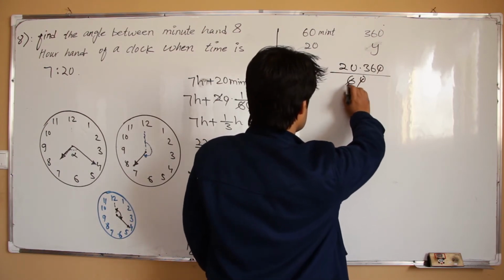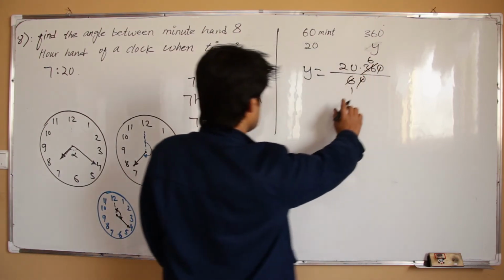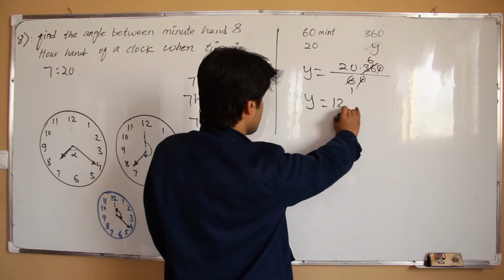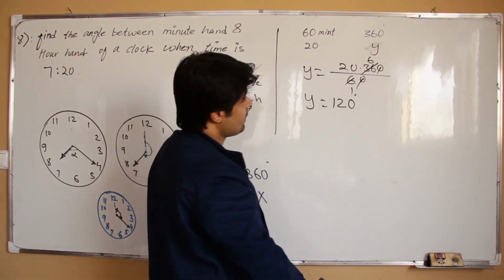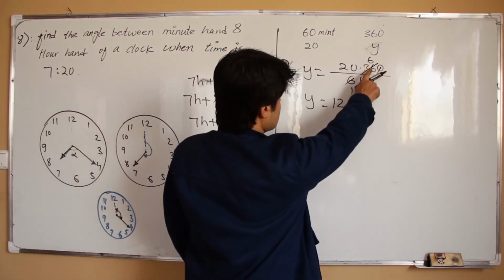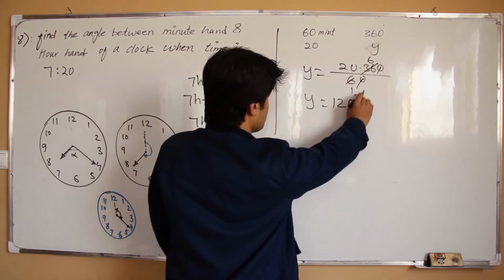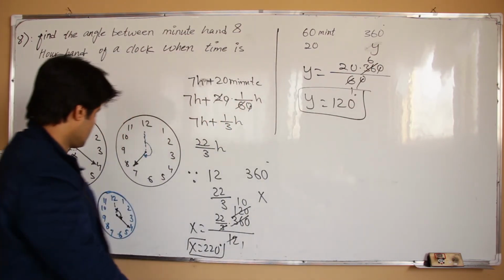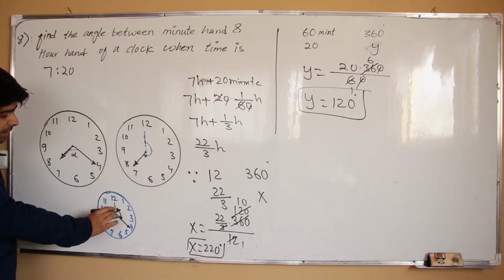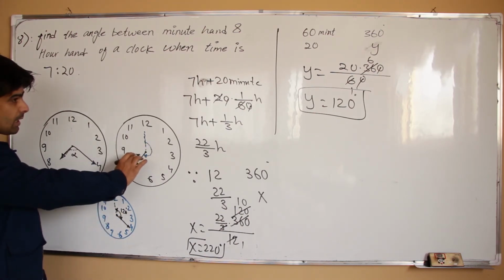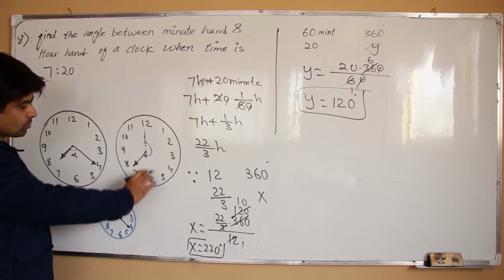We will have a cancellation here. This is 6. 6 times this one, it is 120. Am I right? 0, 0, 6, 6, 6. Well, with this one, yes, 120 degrees. What does it mean? It means this angle is 120 and this angle is 220.